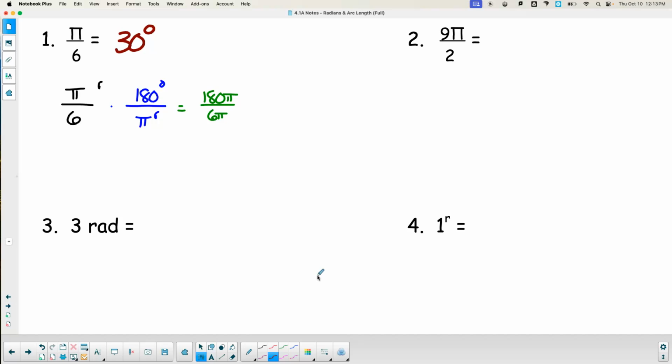If we have 3 radians, we can still convert it into degrees. We would just start with 3 radians, and we would still multiply by 180 degrees over pi radians, and that's going to give us 540 over pi degrees. And I've got to put that in parentheses because it's not just 540 degrees divided by pi, it's 540 divided by pi degrees.